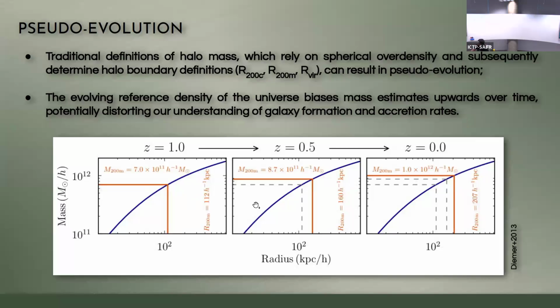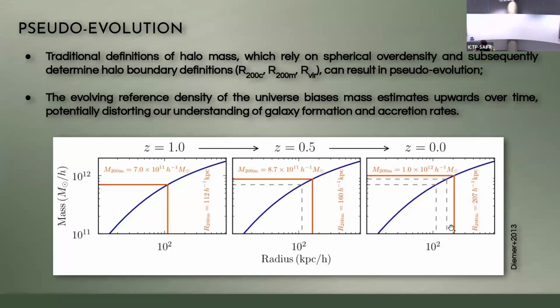Okay. So you can see here that for example at redshift 1, we have a mass of a halo of 10 to 11, I think. And it's a simulation, and you say that okay, this halo is not accurate anyway. But as the time passes, we see that as the reference density decreases, the mass increases because of the radius as well.